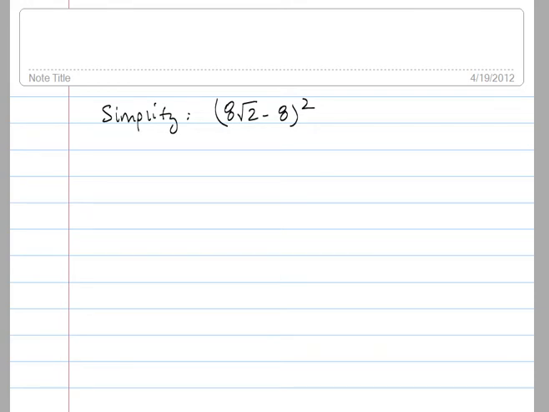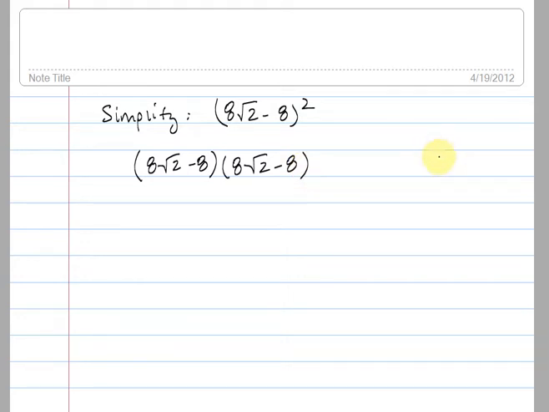To simplify the square of 8 square root 2 minus 8, the first thing you want to do is expand it out by writing (8 square root of 2 minus 8) times (8 square root of 2 minus 8). And then to multiply this together, we're going to use the distributive property.